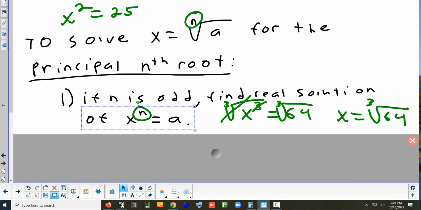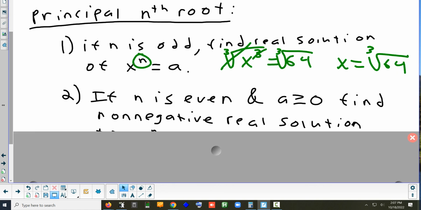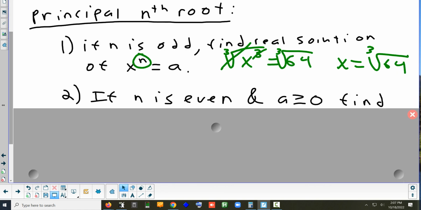So if that number was a 2, it would say something like x squared. And how do you get rid of squaring? What's the opposite of squaring? Square rooting. So any equation like this, you're basically going to end up taking a root on each side. So that's an example where n was odd.